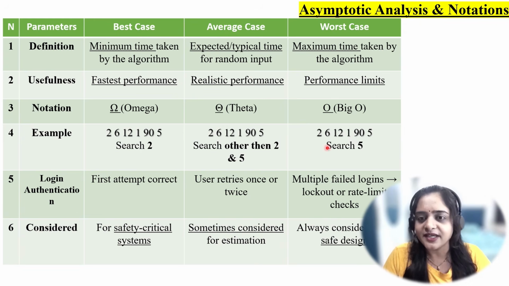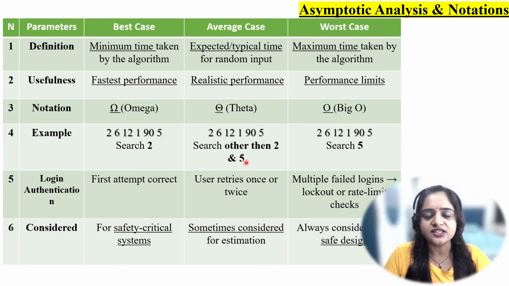Again, in the same example, if you want to search the element 5, how many comparisons are required? First 5 is compared with 2, then 6, then 12, again 1, then 90 and then 5. So 5 is exactly matched with 5 here. It means they required the maximum amount of time for the searching, which is called the worst case. And in the average case, suppose you want to search an element other than the start and end of the array. So this is a basic example of best, average and worst case.